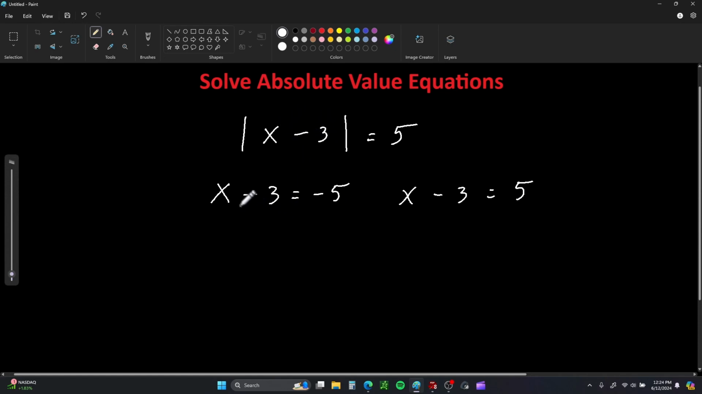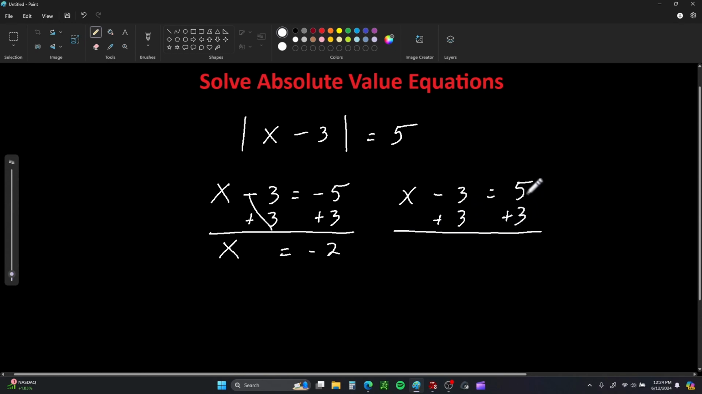So if I do it for minus 5, I add 3 to both sides, and I'm going to get x equals minus 2. And for the other one, when I add 3 to both sides, this time the 5 being positive, I have x equals 8.